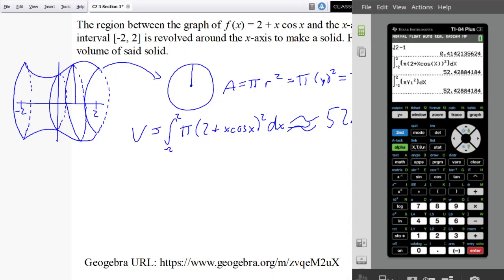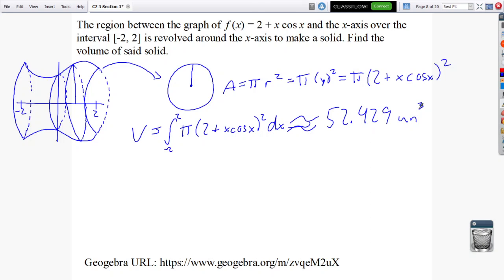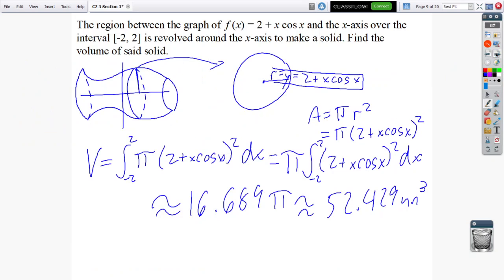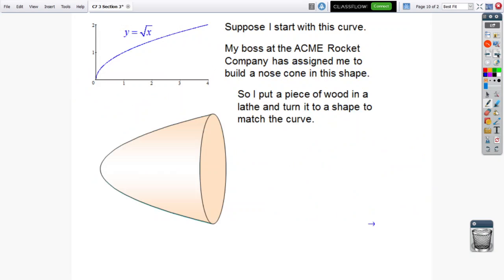All right. Now this is a common setup for problems. This is called the disk method for finding the volume of a solid. Before I give you the actual formula for the disk method, let's just do another one. We've got y equals square root of x. So I start with this curve, y equals square root of x.